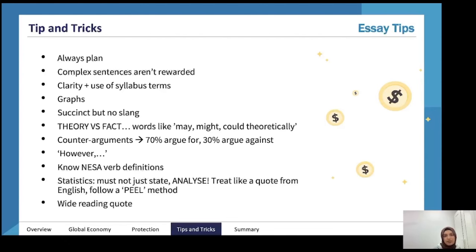Succinct but no slang. It is still an essay format, so try not to be too informal, to the point where there's slang.